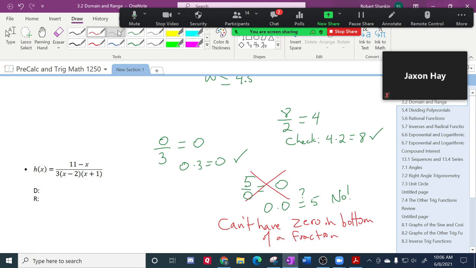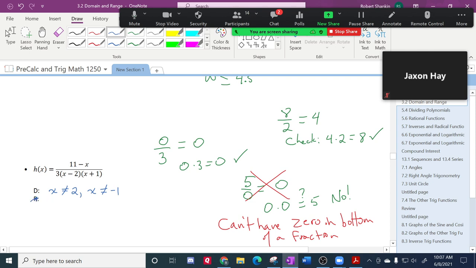So the domain is, the easiest way to set the domain on this one is, say, x cannot equal 2. Because if x is 2, you get 3 times 0 times 4. And anything times 0 is 0, so it'll just 0 out this whole denominator. And the other one is x cannot equal -1. And when x is -1, you'd get 3 times -3 times 0, but anything times 0 is 0. And then the range, there's no restriction on the range.